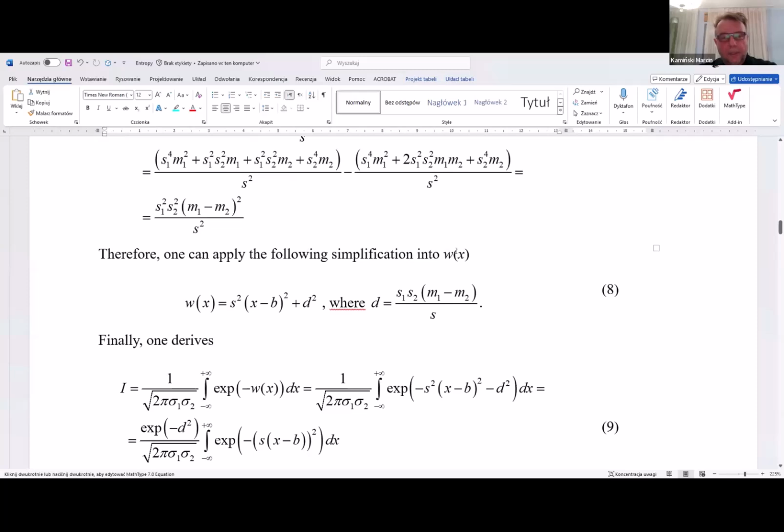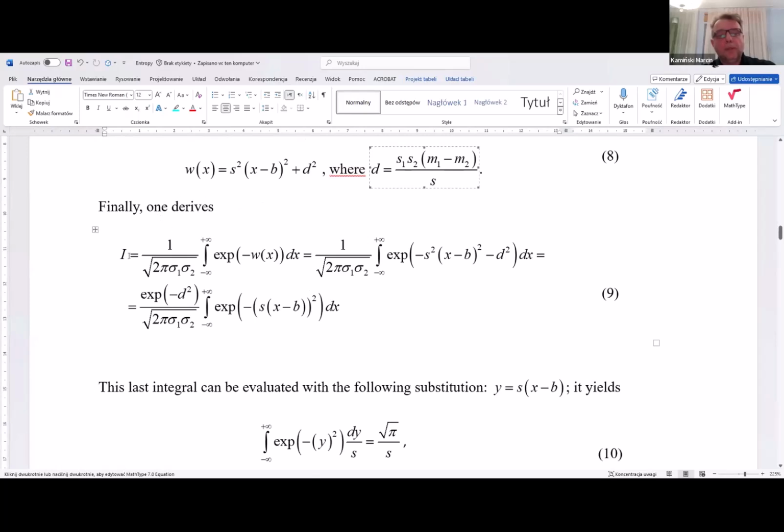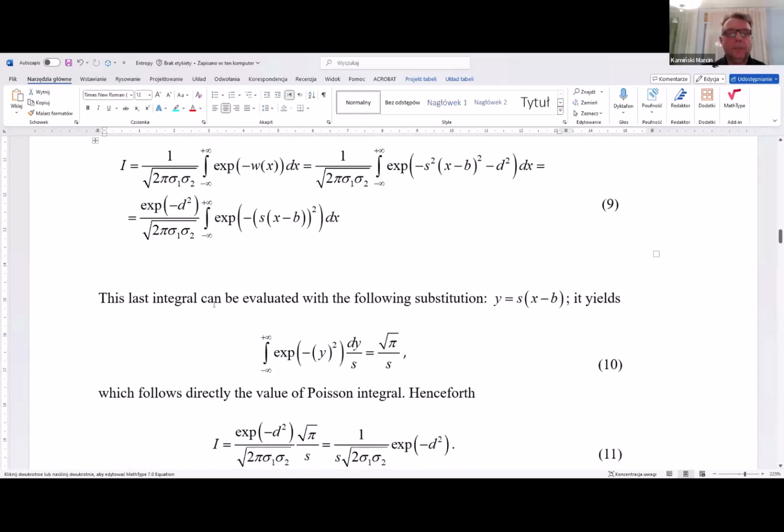Then one can apply the following simplification for w(x). This is not very difficult. We need to substitute for some new parameter d, which is nothing else than a product of standard deviations and a difference of expectations scaled over s. So finally, one may derive this geometric mean as the integral over some exponential function. I never tried whether this exponential and its integral may be analytically integrated and evaluated in Maple. Nevertheless, it should be done with no further problems.